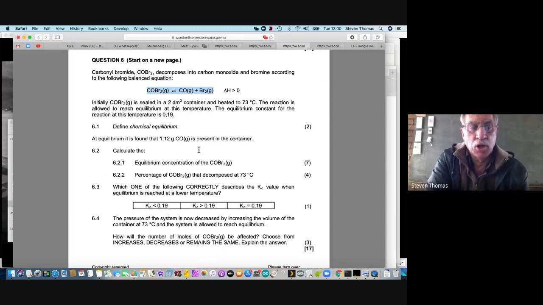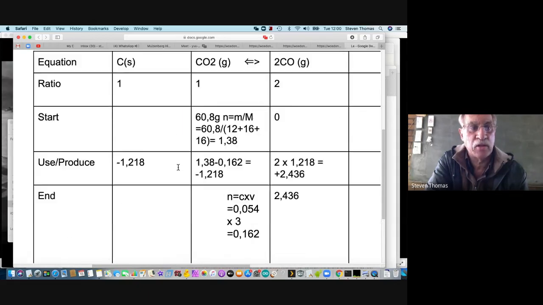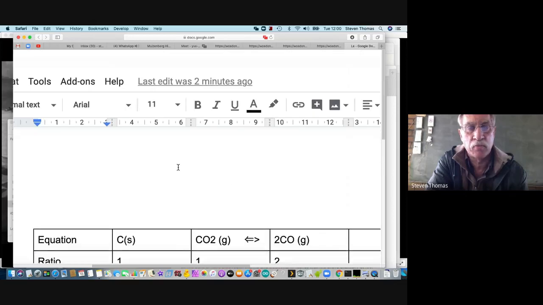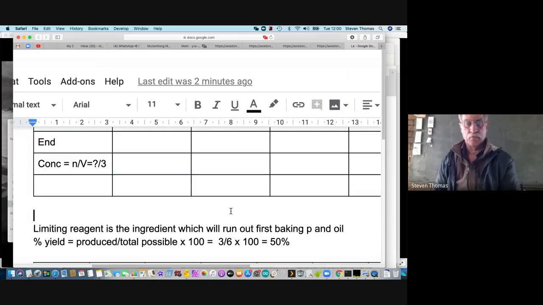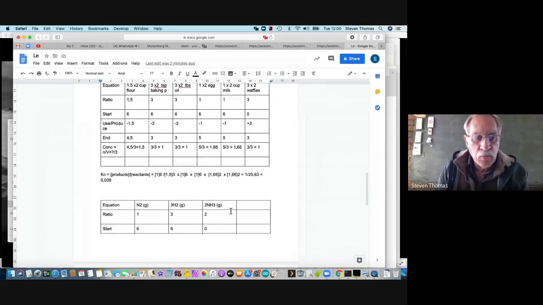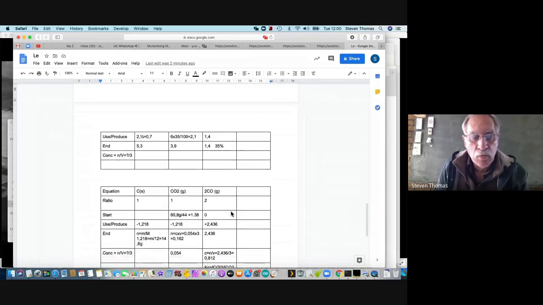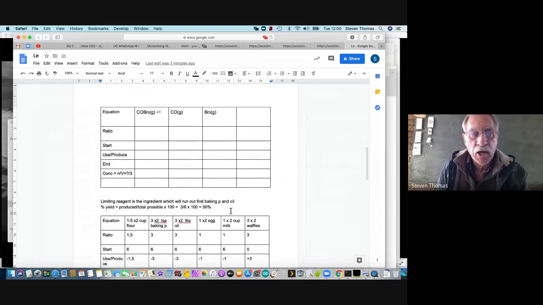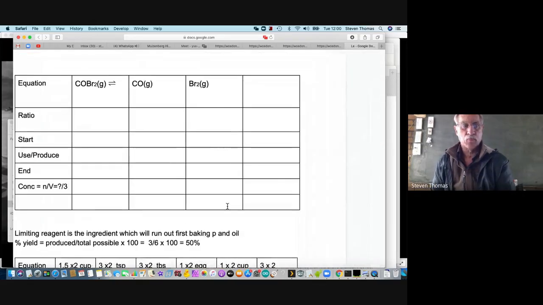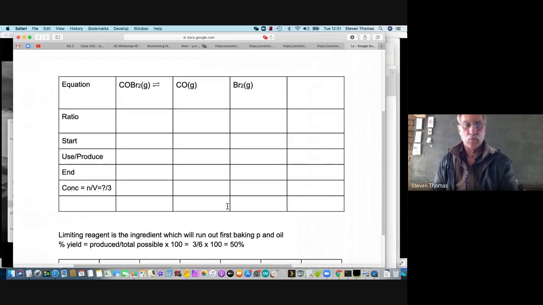Okay. So what we've got to do is create a table for this again. So let's do a table for carbonyl bromide. And I did do one somewhere. Let's just find it. I think I did one. If you guys could just take that down.